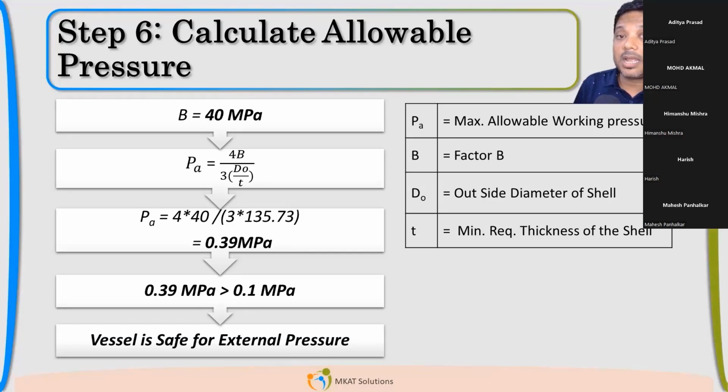And what was required as a design? 1 bar, 0.1 MPa. So it can take more pressure than what is required. Okay, so my design is safe. Is it getting clear to everyone?